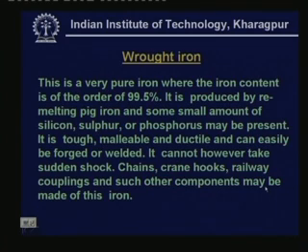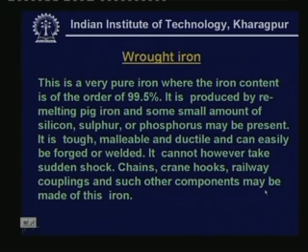Now, after we talk about all the things of the cast iron, we consider another important material, that is called wrought iron. This is a very pure form of iron, where the iron content is of the order of 99.5%, that means it is all iron. It is produced by remelting pig iron, and some small amount of silicon, sulfur or phosphorus are present in this type of iron.